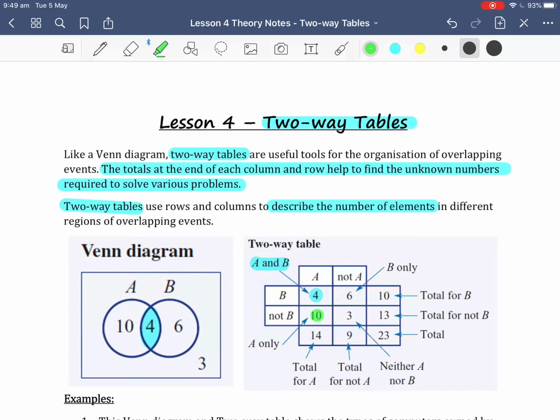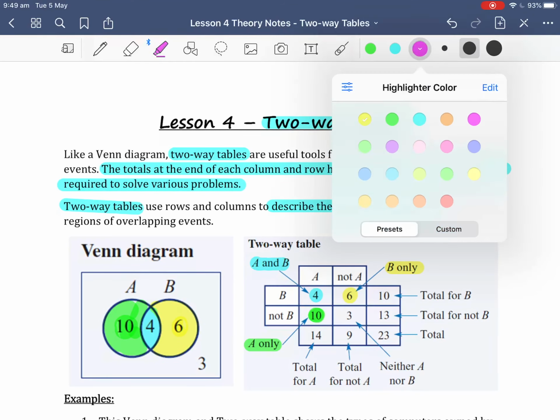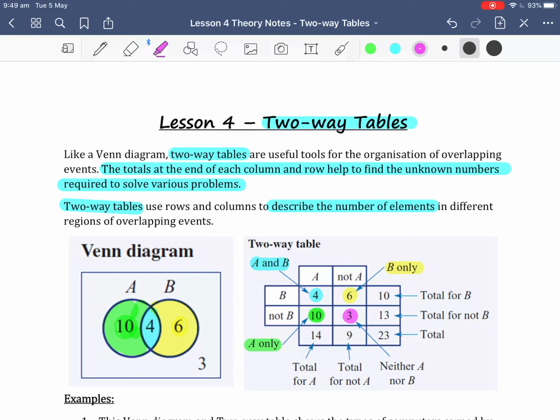We then have A not B, which is this number of 10, which means A only. If we look at our Venn diagram, our A only is this section here, which also has the same number of 10. Our B only, which is B not A, is the number 6, which is this section here on our Venn diagram. That means it's only the parts of B. And finally, our 3 here is this number 3 on our Venn diagram, which means neither A nor B.